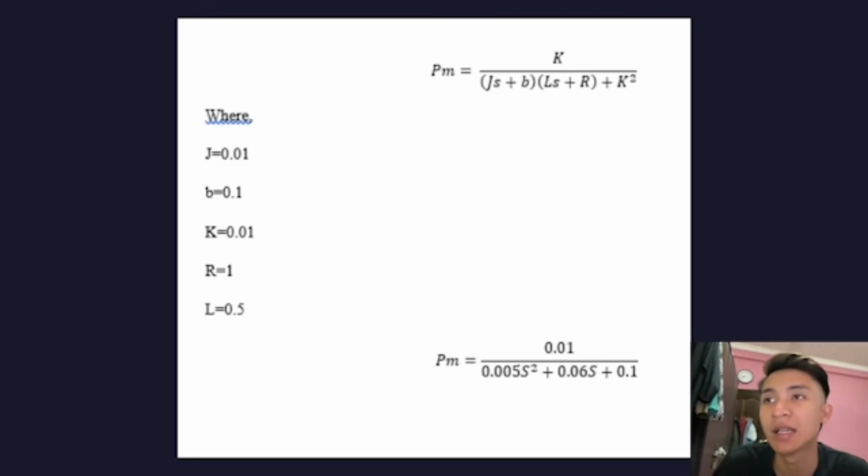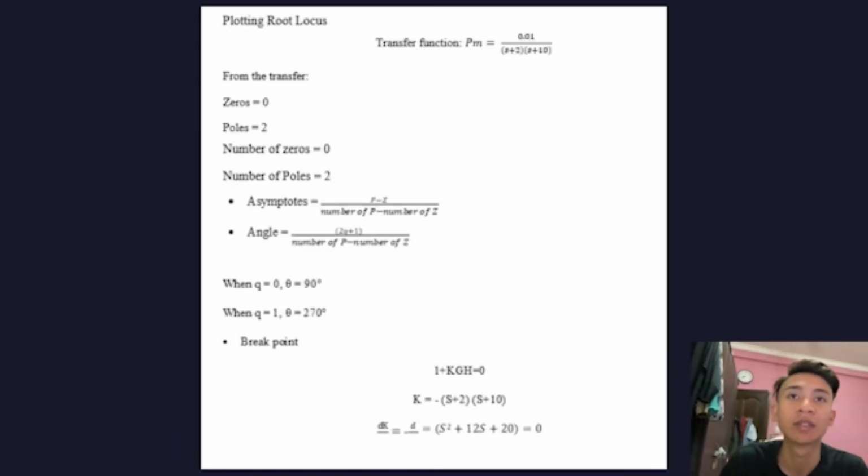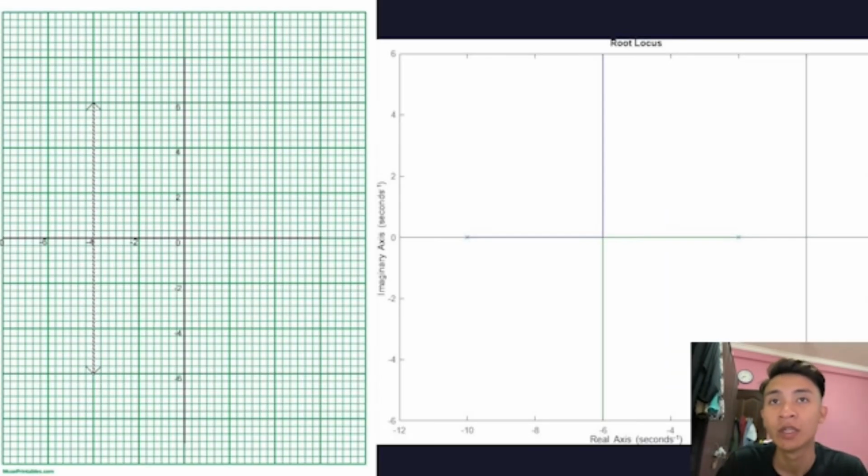And we are going to plot the root locus for the transfer function. We got the angle, poles, zeros, and everything. So we plot the graph. The left one is using the paper graph, and the right one we use MATLAB software.